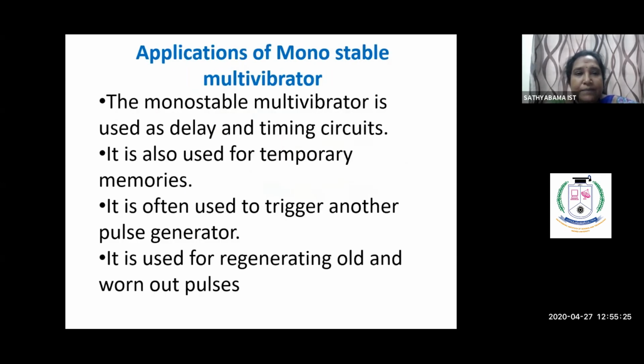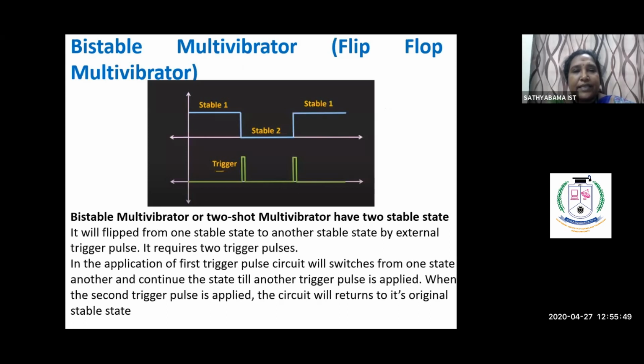The monostable multivibrator is used in delay and timing circuits. Temporary memories can also use it, and it is often used to trigger another pulse generator, and it is also used for regenerating old and worn out pulses. So these are all the applications of the monostable multivibrator. The next type of multivibrator is the bistable. Now I'll explain what a bistable multivibrator is.